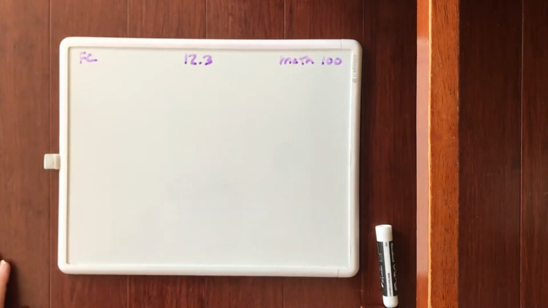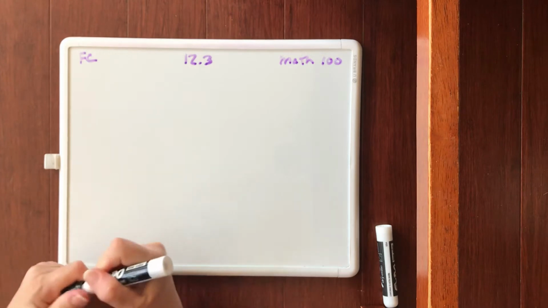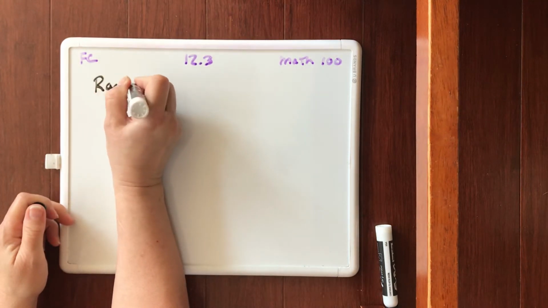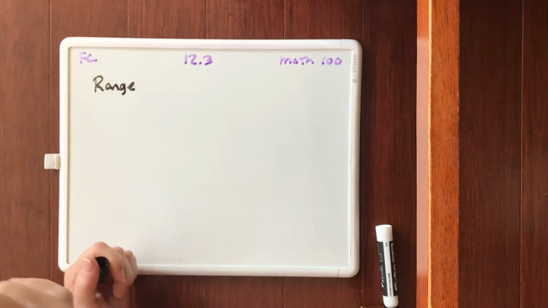Hi, this is 12.3. Some more statistics. Right now, we're going to talk about the range. Okay, this is the range in statistics.